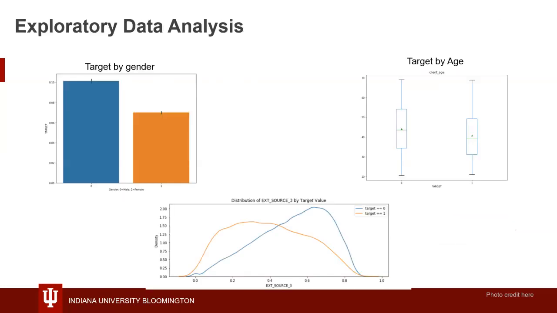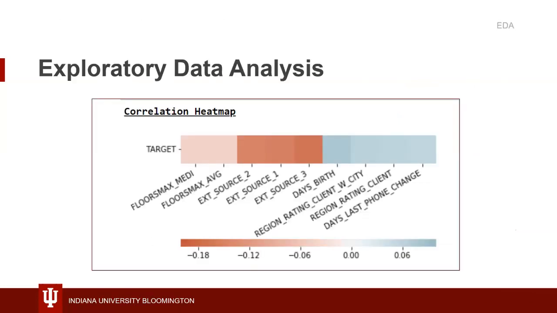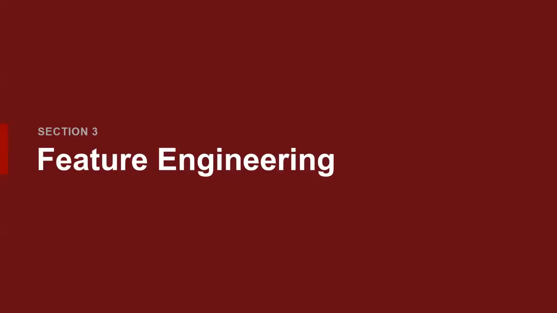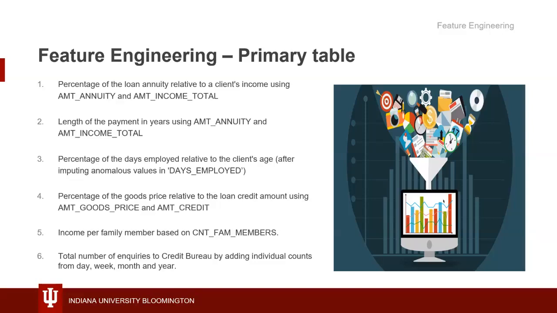When we look at gender and age, we noticed that female clients and older clients were able to pay for their loans more frequently. And also we noticed that some of the variables, especially those that were normalized, had correlation with the target variable. Malik is going to talk about feature engineering.